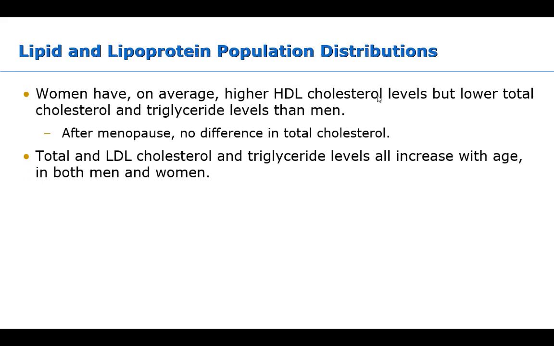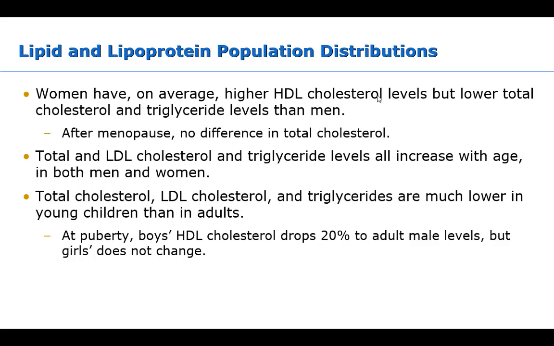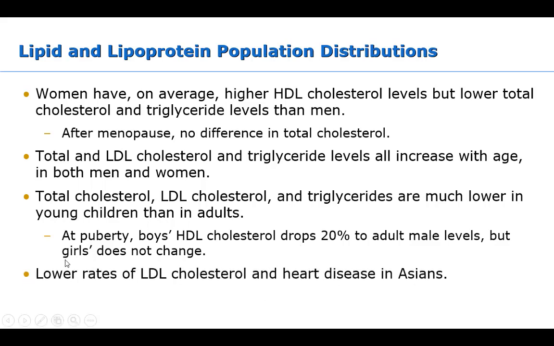Total and LDL cholesterol and triglycerides all increase with age, both in men and women. So there is always a steady increase in both. Total cholesterol, LDL cholesterol and triglycerides are much lower in young children than in adults. At puberty, boys' HDL cholesterol drops 20% to adult male levels, but girls' HDL levels do not change. It's not completely known what the reason is, but it probably has to do with hormones. Lower rates of LDL cholesterol and heart disease are found in Asians generally. So this is the general population distribution of different types of lipoproteins.